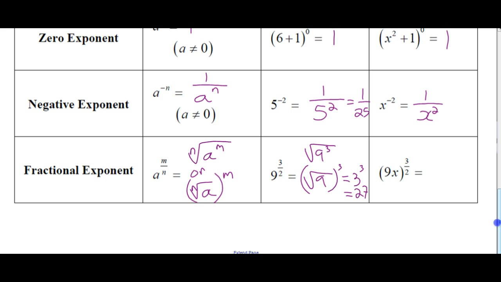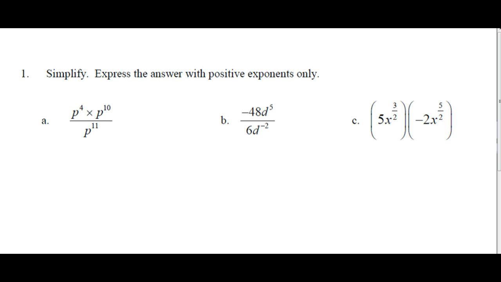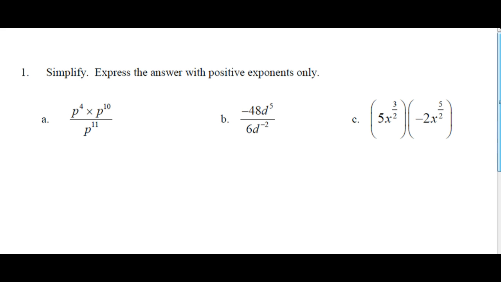9x to the 3/2 will be what? Well, it's power of a product, so it's 9 to the 3/2 times x to the 3/2. Right? That can be evaluated, and we'll worry about that in a minute, because we'll be doing a bunch of those in a little bit. Okay, so those are the exponent laws, which you need to be familiar with. And now we can simplify and express answers with positive exponents only.